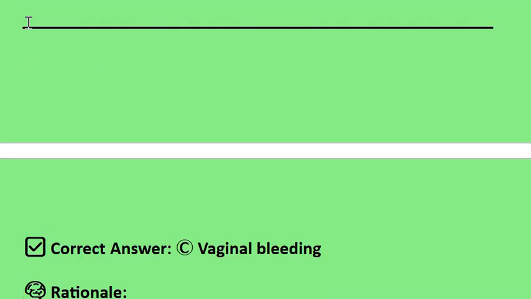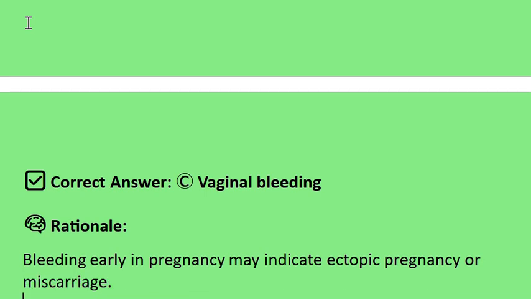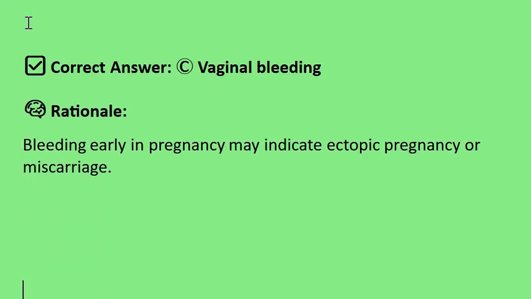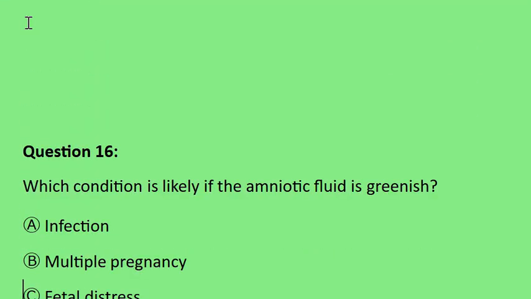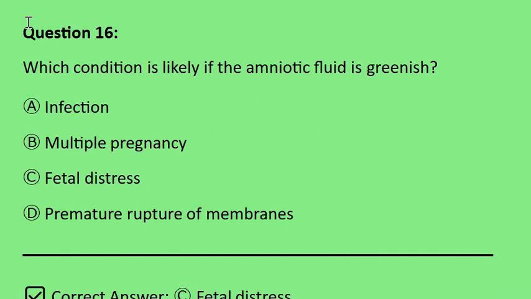So in this situation, the correct answer is option C, vaginal bleeding. The rationale is bleeding early in pregnancy may indicate ectopic pregnancy or miscarriage. Let's move to the next question. Question number 16. Which condition is likely if the amniotic fluid is greenish?